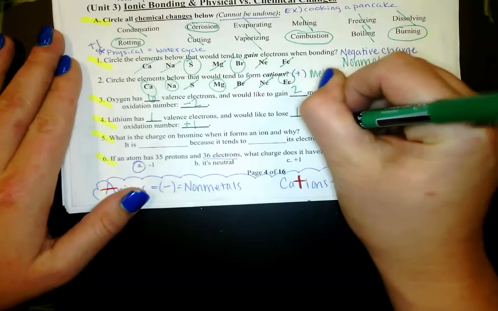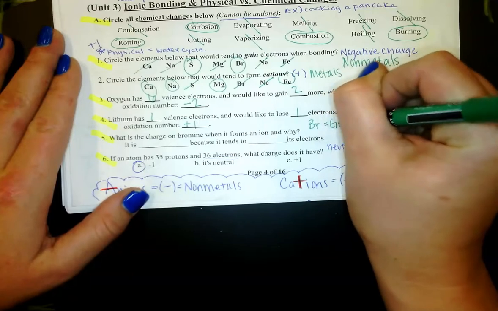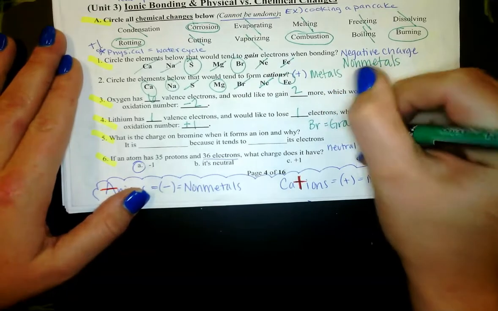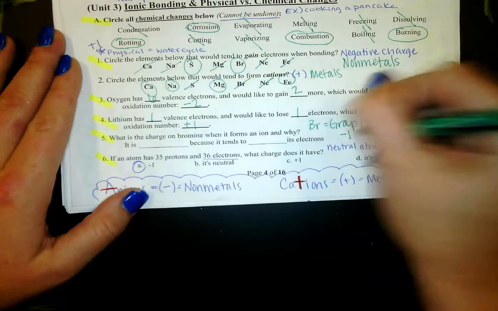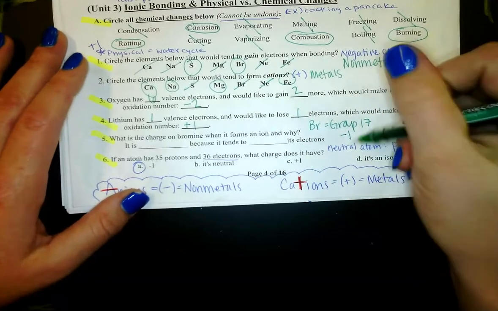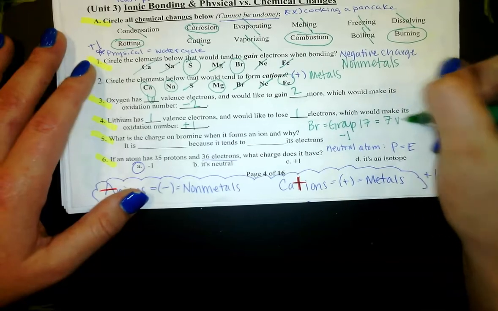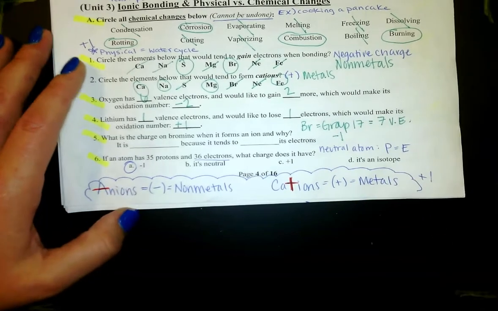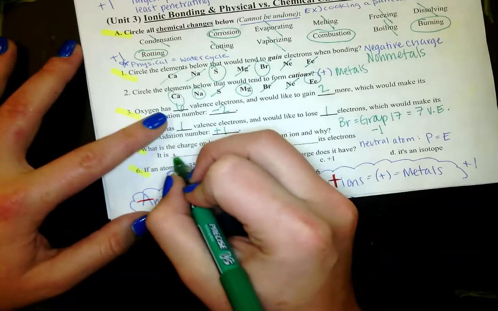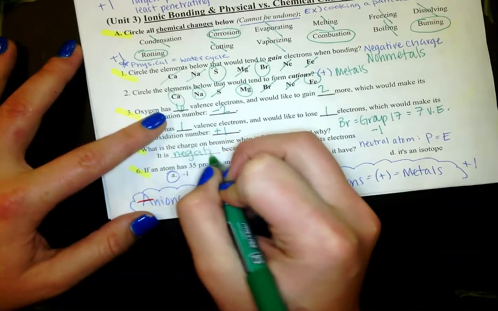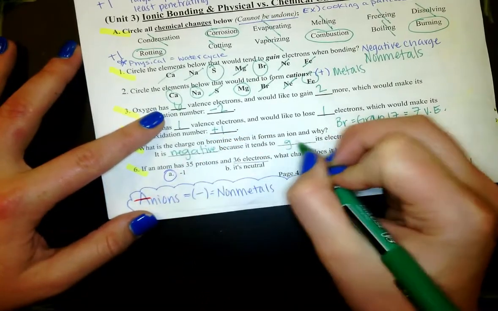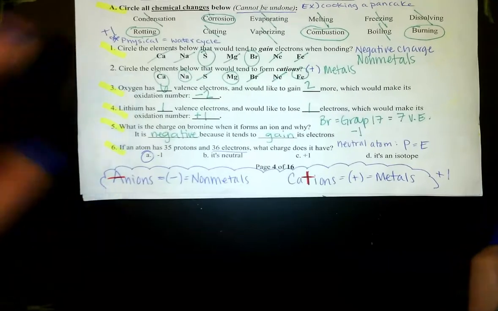All right, what is the charge on bromine whenever it forms an ion, and why? So bromine is in group 17, so I have a charge of -1 because it wants to gain that 1 electron to get to 8. It has 7 valence electrons. All right, so it's negative because it tends to gain its electrons.